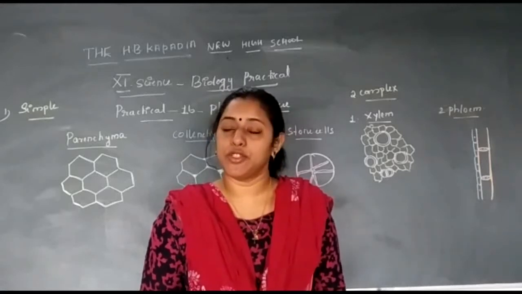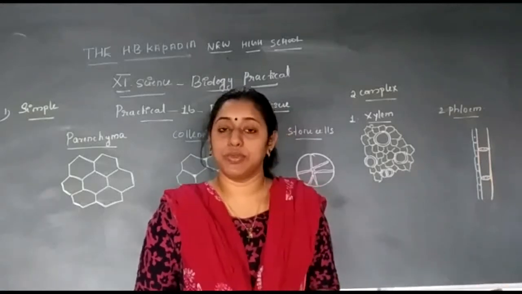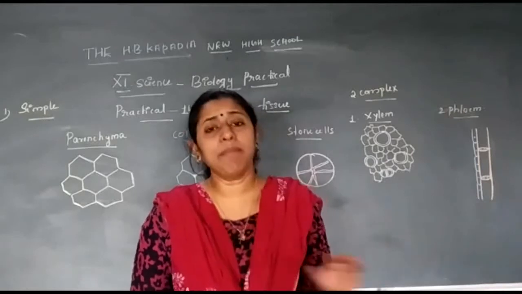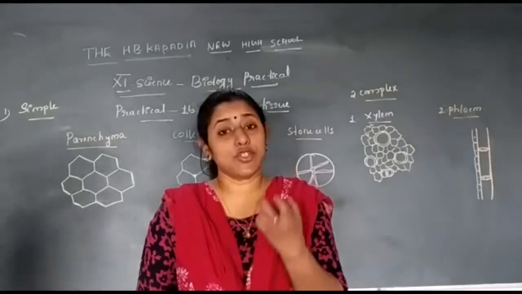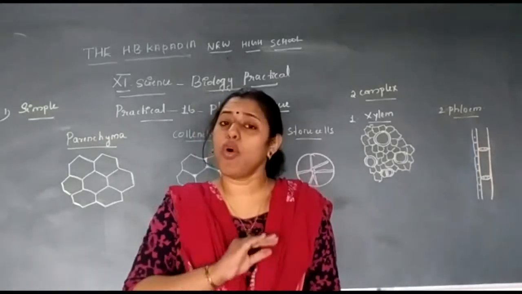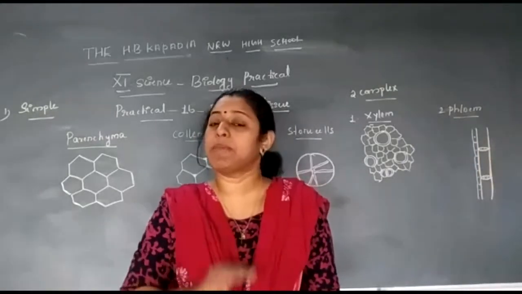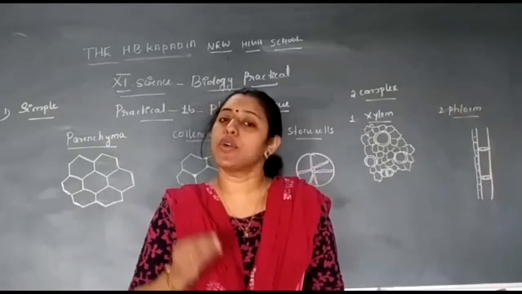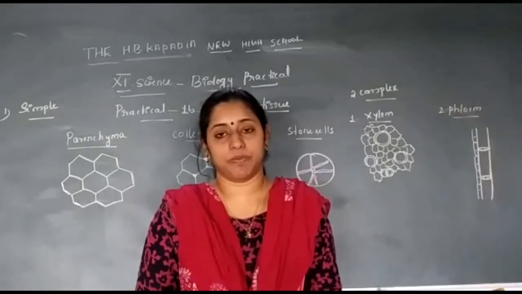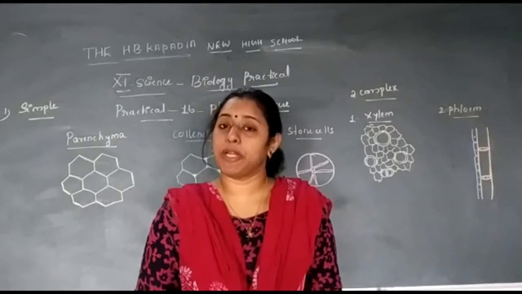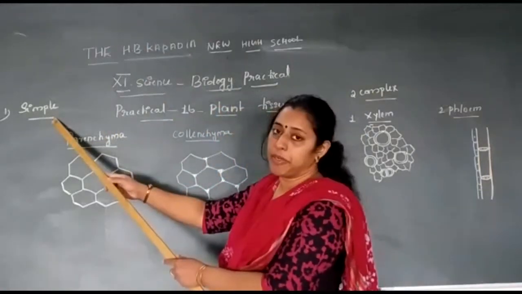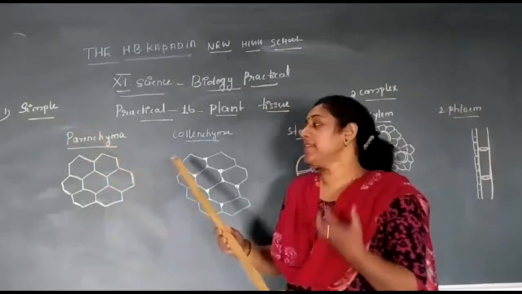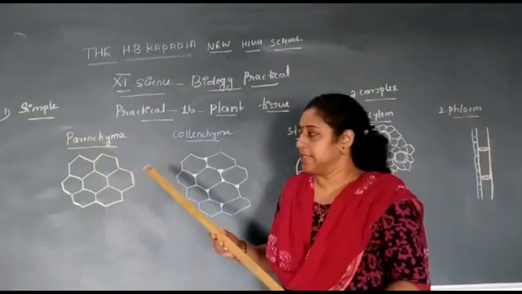Simple permanent tissues are those tissues which consist of the same type of cell. If in a tissue, all the cells in a group are of the same type and same structure, it is called simple permanent tissue. Okay, so this is simple permanent tissue. As I already told you, this is made up of similar type of cells.